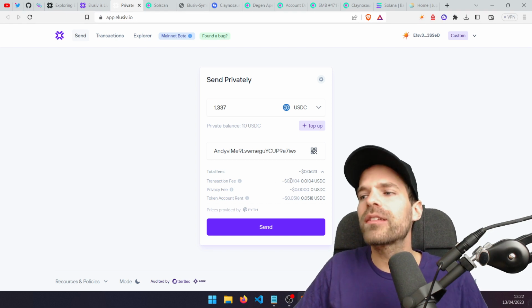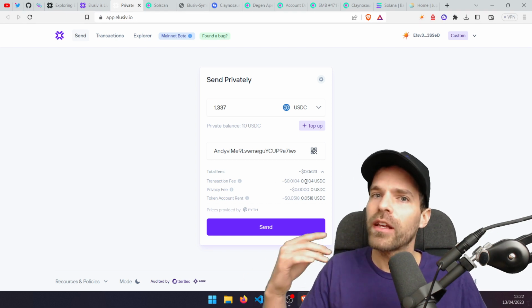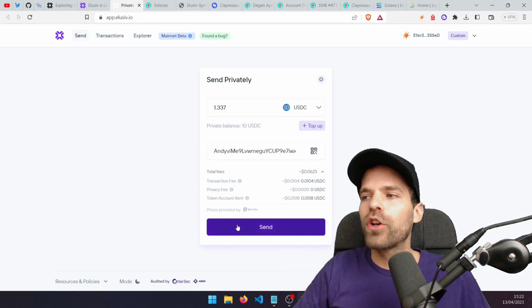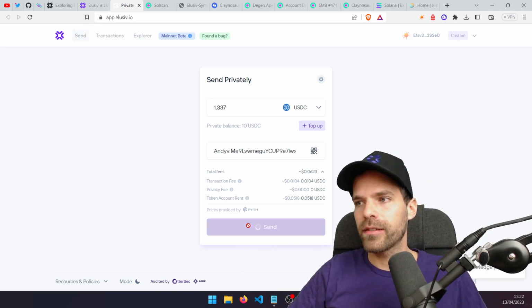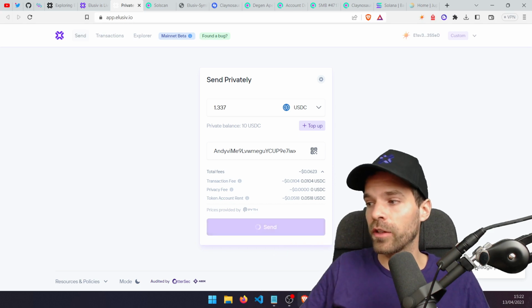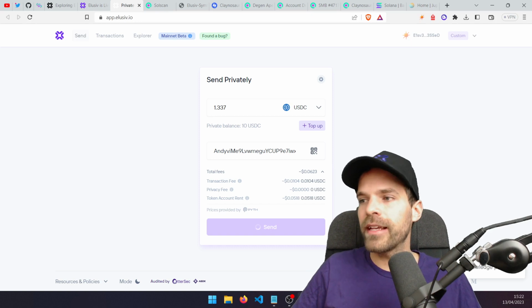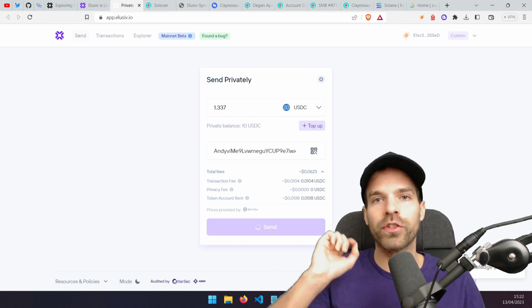And this transaction fee is now more expensive because really behind that is several transactions. Let's go and send this. And now it's building the zero knowledge proof here. You don't really see that because I'm in the way, but it says building zero knowledge proof.